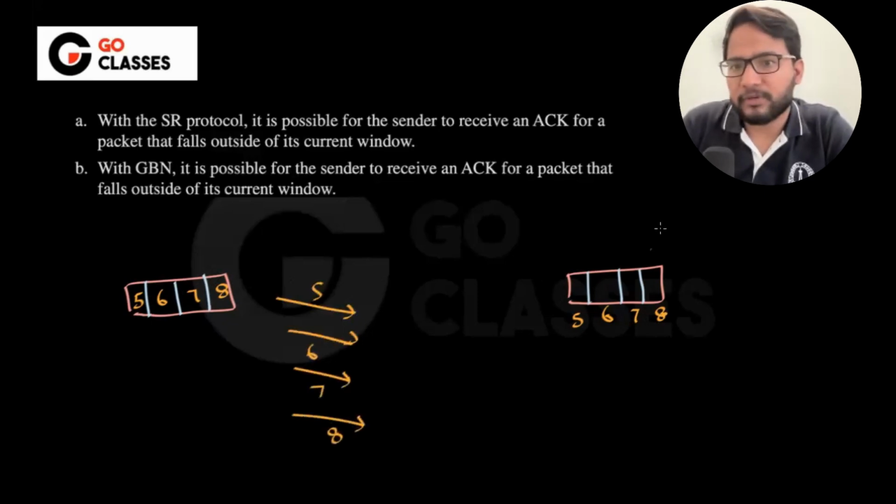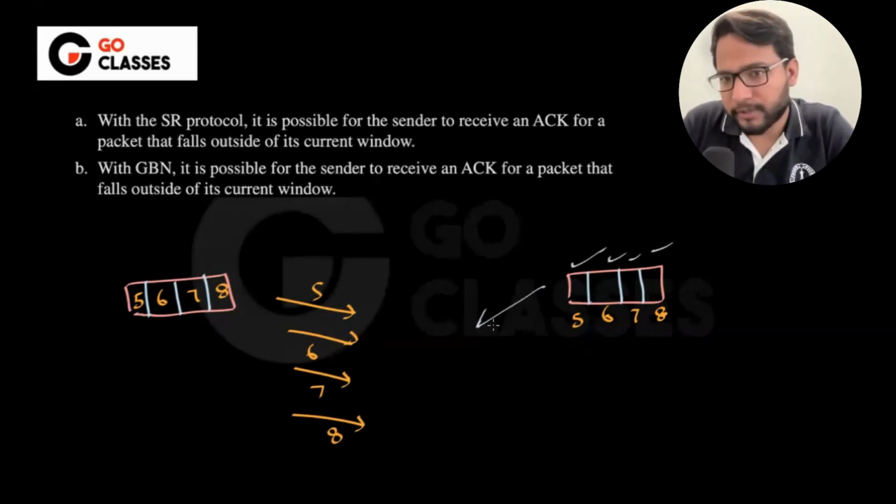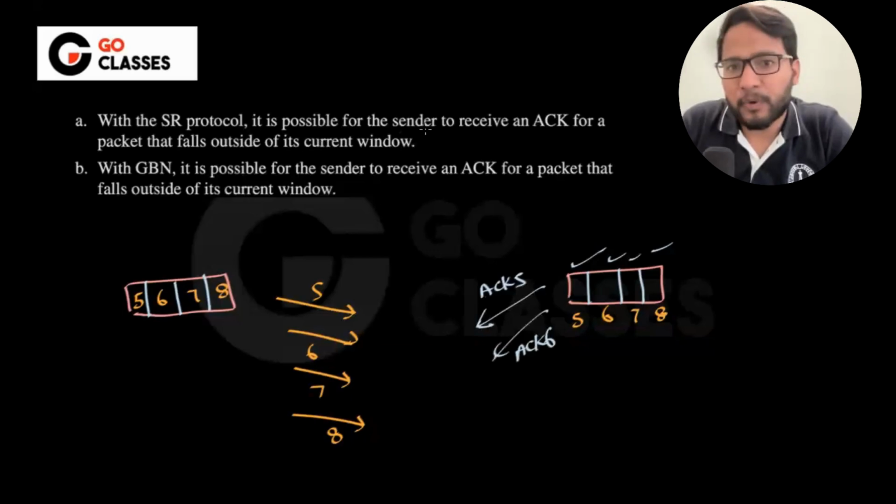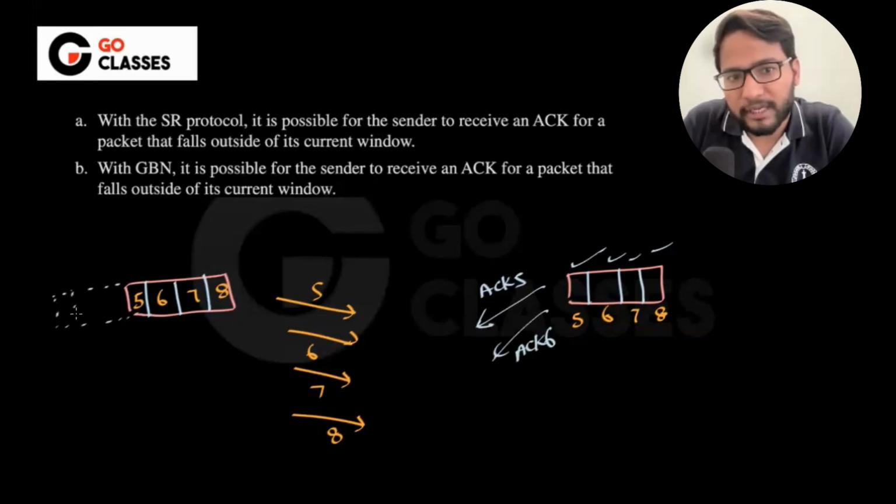The moment 5 is received, the receiver will say okay, and it will send an individual acknowledgement. It will say ACK 5, it will say ACK 6, and so on. Now they are saying it is possible for a sender to receive an ACK for a packet that falls outside the current window, which means, can it receive an ACK for something like 3 or 4, or maybe something like 9, 10? First of all, for 9 and 10, I don't think that ACK is even possible, but can it receive the ACK for 3?